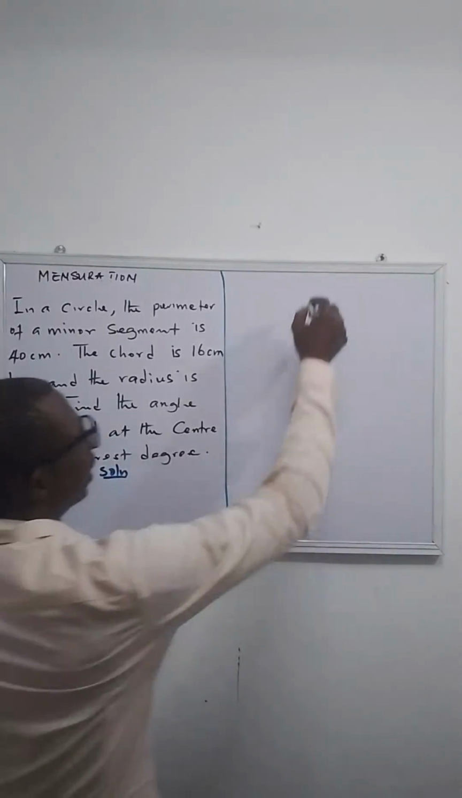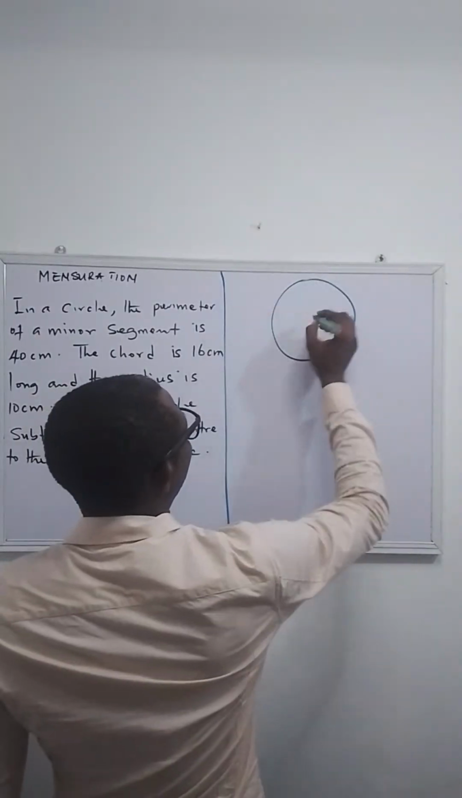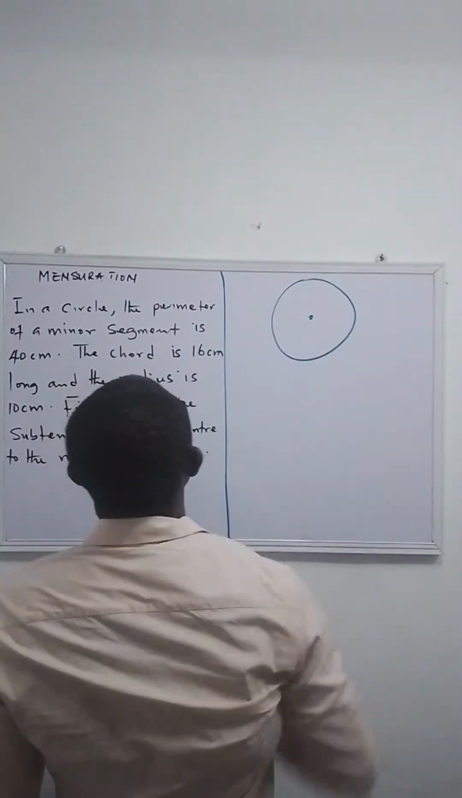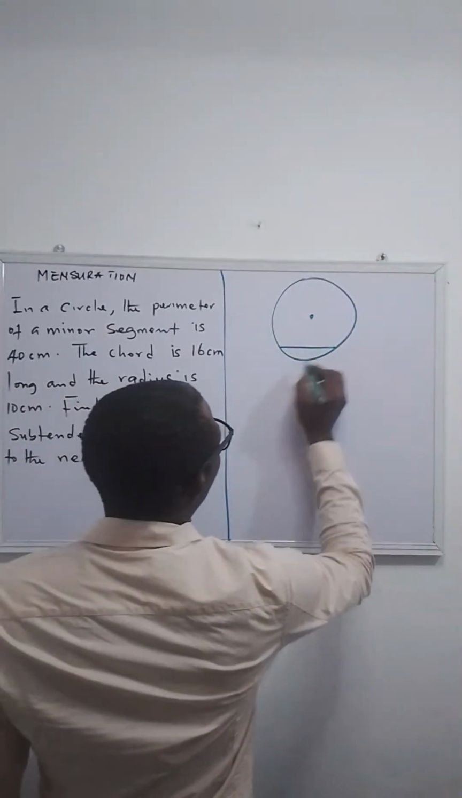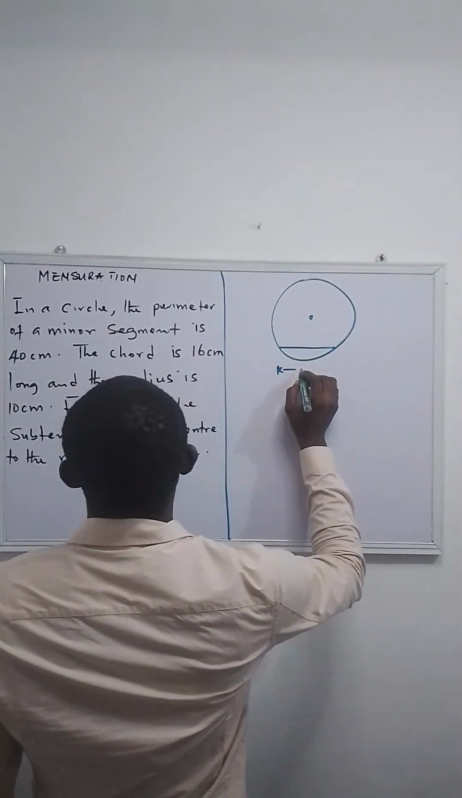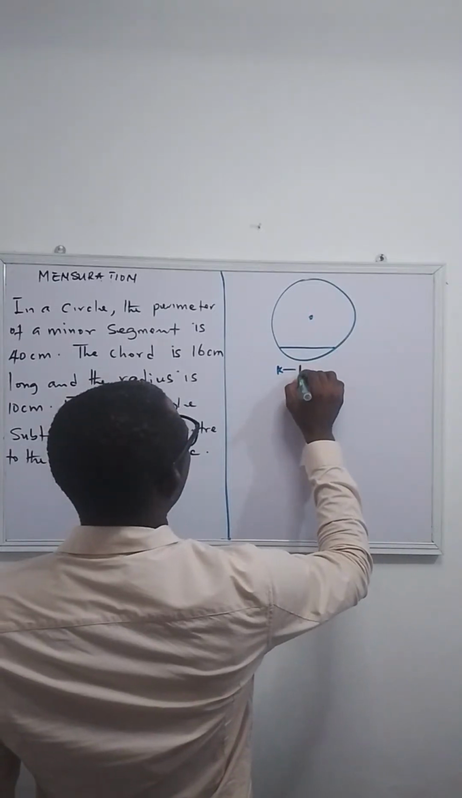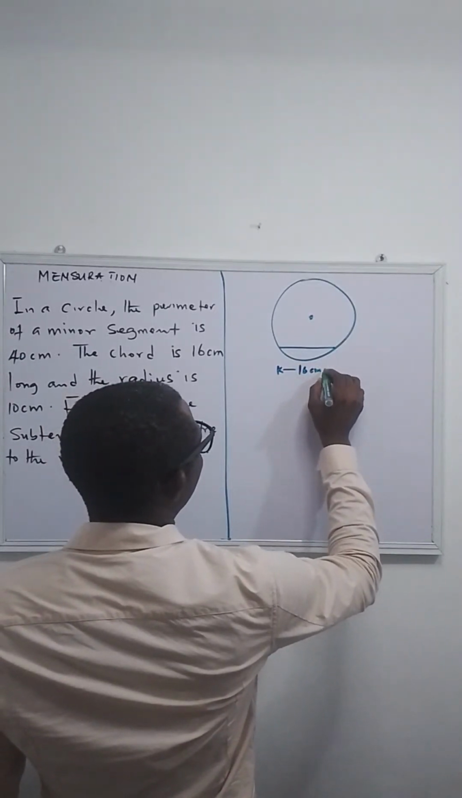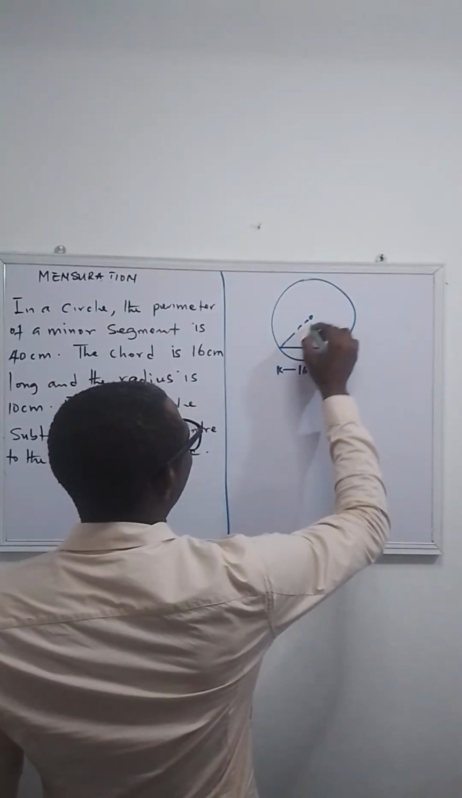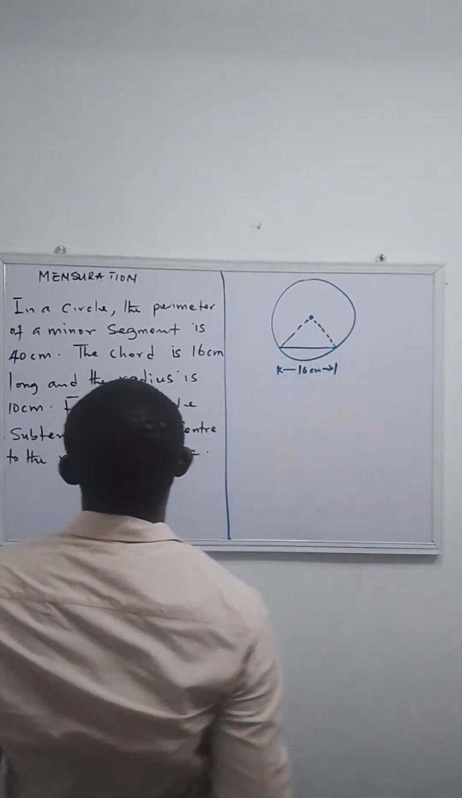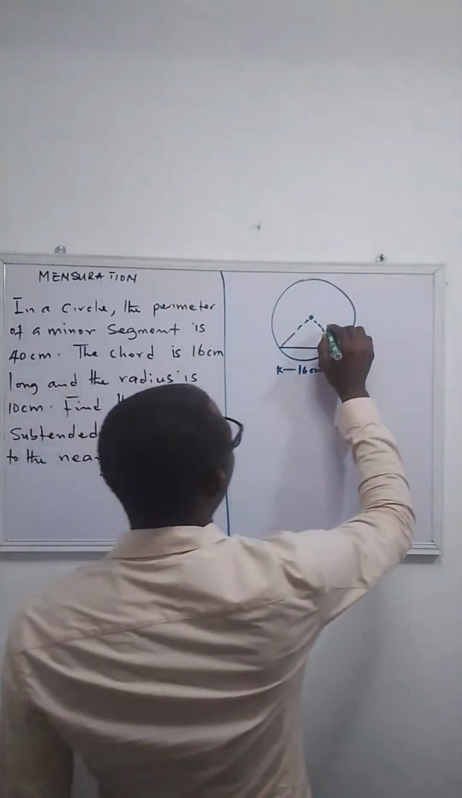Now let's sketch the diagram and see. This is the center. Okay, so we have a chord whose length has been given to be what? 16 centimeters. Right, and we have the radius. What is the radius? The radius is 10 centimeters.